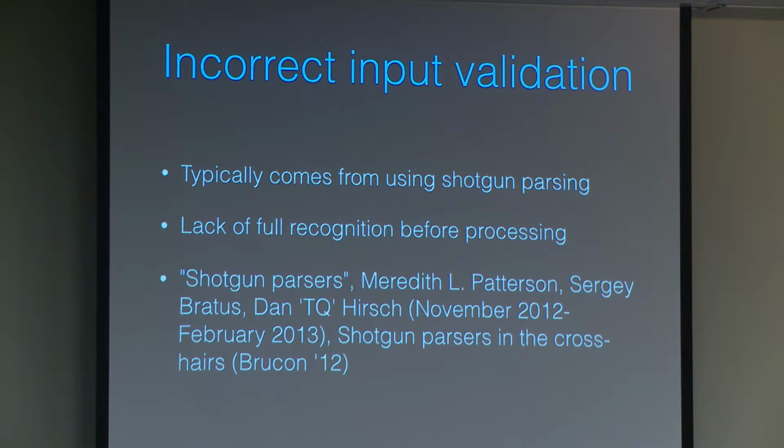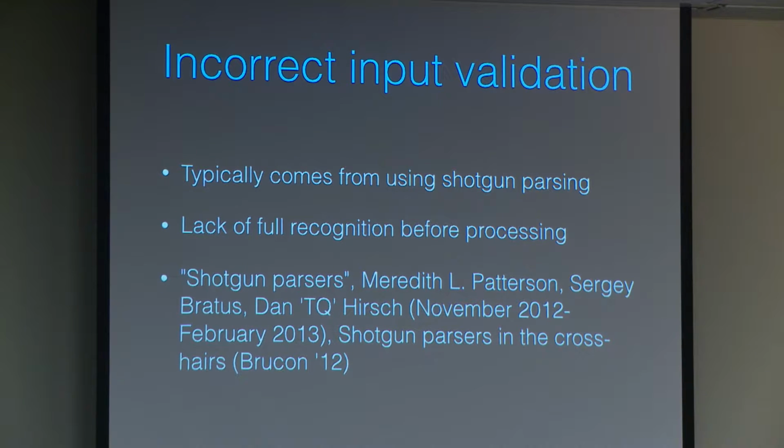With respect to incorrect input validation, this typically comes from using a technique known as shotgun parsing, which was introduced in this paper. You should definitely go read it. It's really approachable and easy to grok. Basically, this is interspersing your parsing logic with your processing logic. So you take in a string and you start working on it.